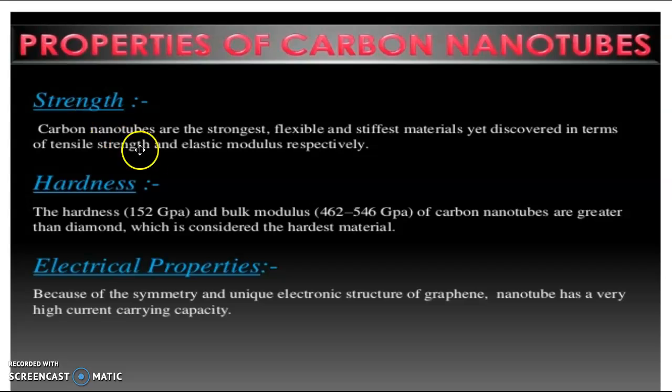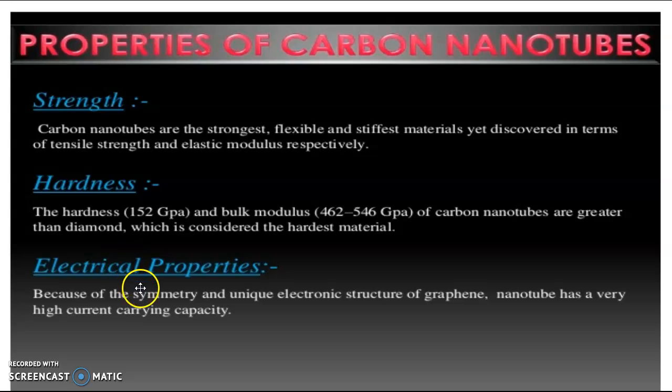About the strength, carbon nanotubes are the strongest, flexible and stiffest materials yet discovered in terms of tensile strength, that is the stretching, and elastic modulus respectively, which means a high elasticity. Next, the hardness. Hardness is up to 152 gigapascals, so it is very high hardness, and the bulk modulus is about 462 to 546 gigapascals, which is greater than diamond. It is harder than diamond, which is considered the hardest material.